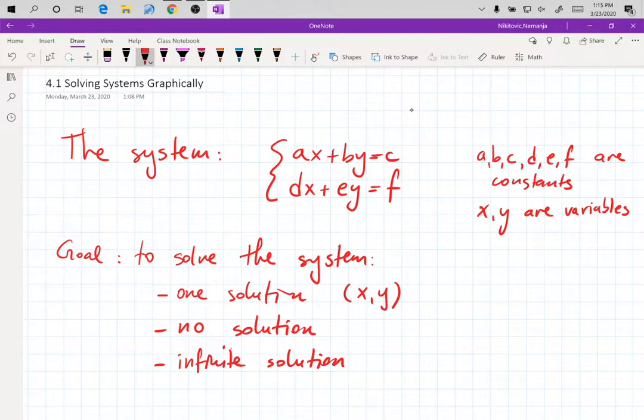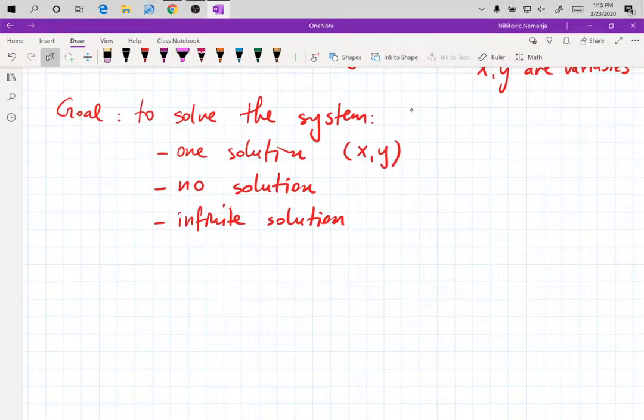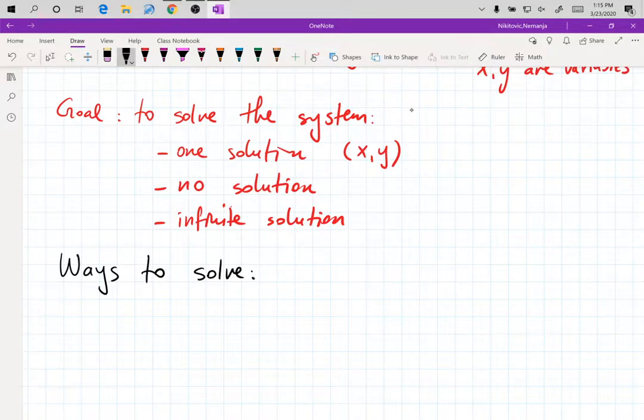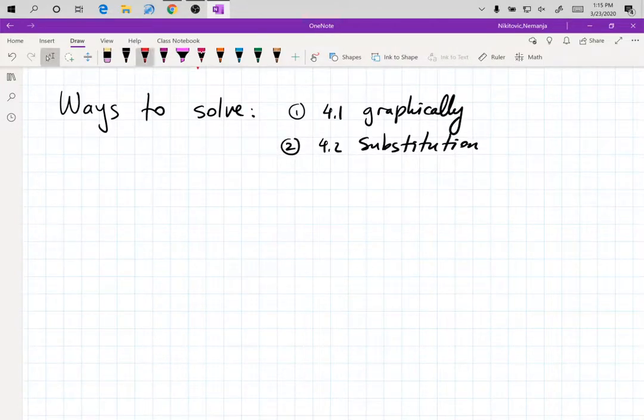Anyway, so now we have ways to solve this. Number 1, which is in 4.1, graphically. And number 2, in 4.2, substitution. There are more ways, but they are for later courses. So now we are going to talk about solving the system's graphical solution.